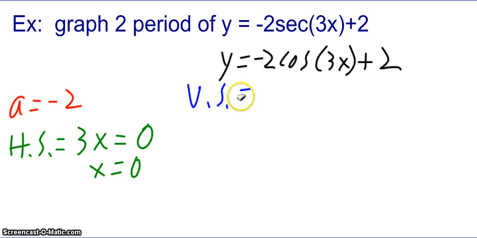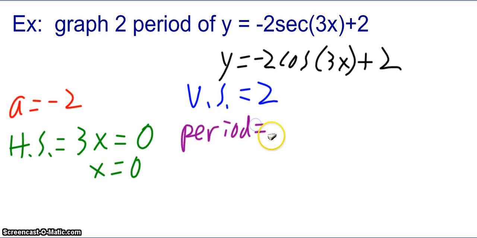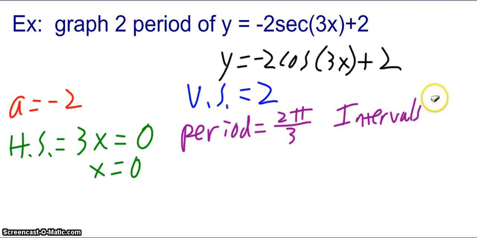Vertical shift is positive 2, and period is 2 pi over b, which is 3, which leads me to intervals of 2 pi thirds over 4, which is going to be 2 pi over 12, or pi over 6. So now I know all of my information.